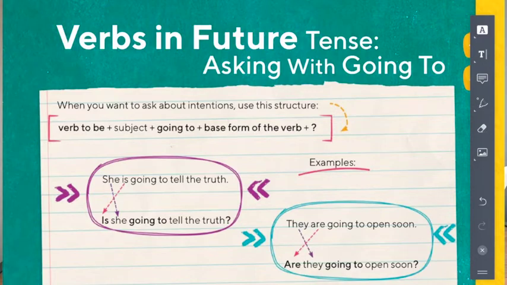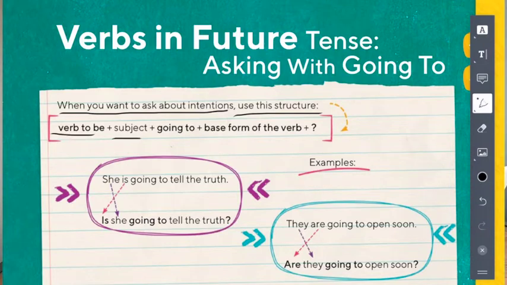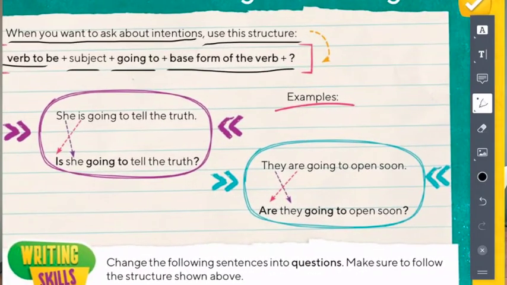When you want to ask about intentions, use this structure. The structure is verb to be plus subject plus going to plus base form of the verb. Alright? Super easy. We are just going to change the place of the verb to be and the subject. Let's take the first example. She is going to tell the truth. Interrogative form. Is she going to tell the truth?